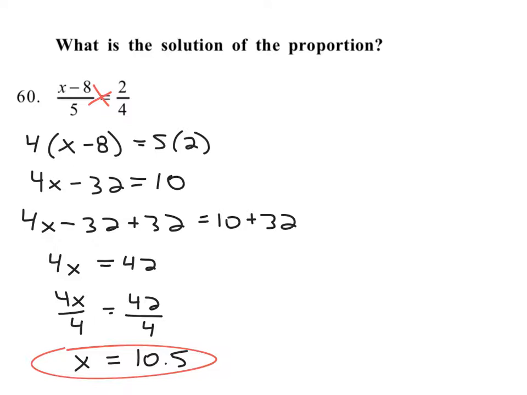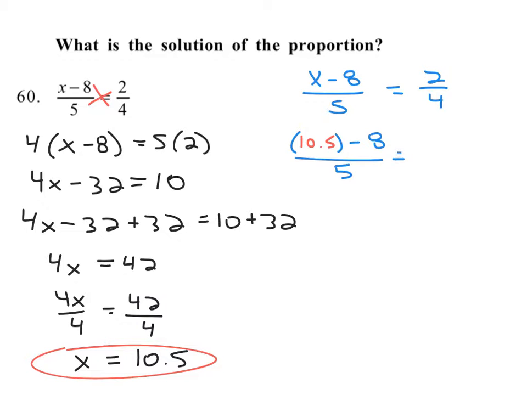I'm just going to show you how this functions inside our problem, though, just really briefly. Kind of proof-like, but not exactly. If we were to take x minus 8 over 5 equals 2 over 4, and we were to then substitute in for x the value that we got, 10.5, then we would get 2.5 over 5 equals 2 over 4.